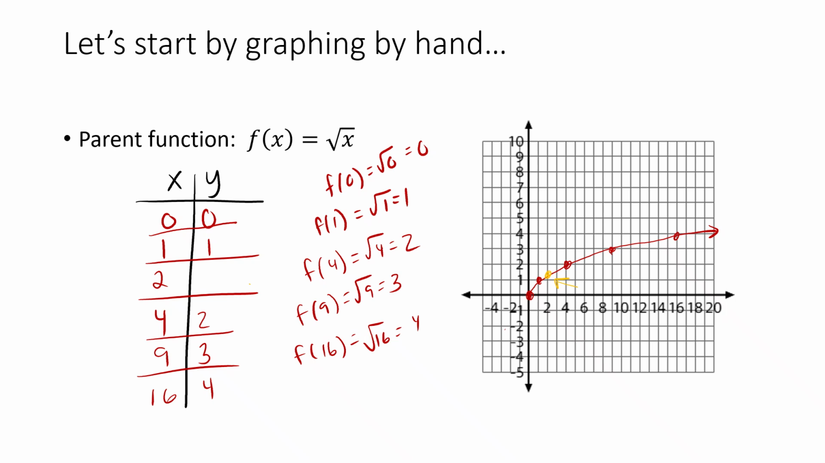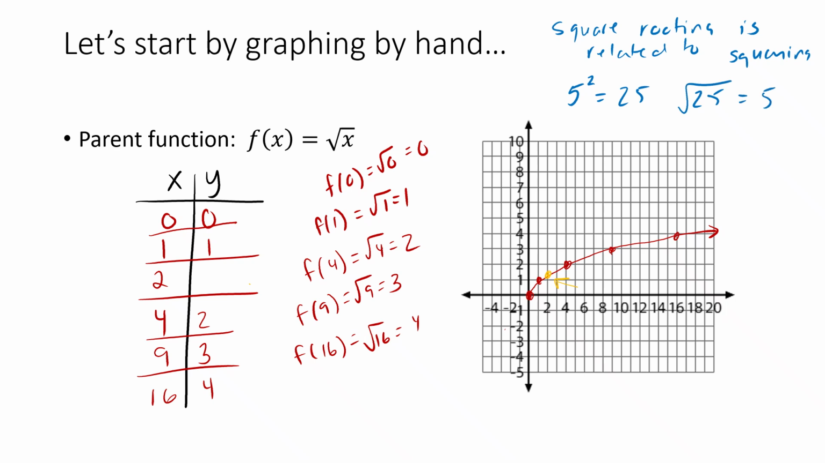Now, one last thing before we move on from what the parent graph looks like. When I introduce this to my students, one of the things that I point out is that square rooting is related to squaring. Okay, they have similar names there. And so if I had the number 5 and I square it, I get 25. But if I have the number 25 and I square root it, I get 5. And so we've got this what's called an inverse thing going on here where you can undo the operation.